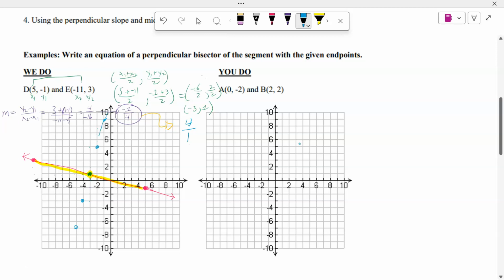So our perpendicular bisector, gosh, I'm off today, everybody. Sorry. Still a little better.